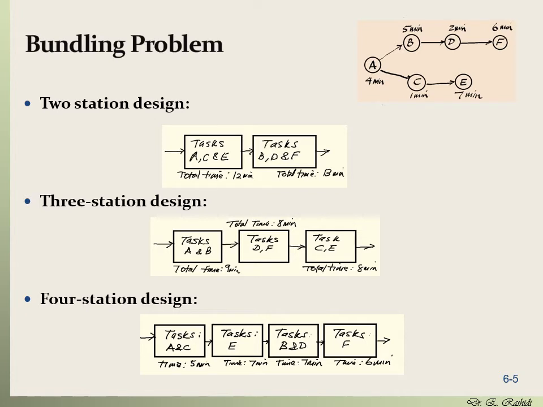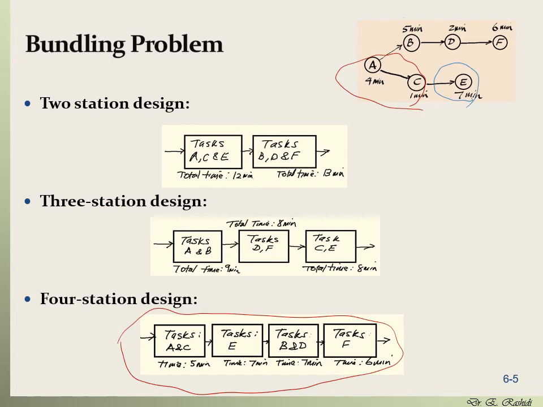Or we could bundle these tasks together using a 4-station design. That would mean bundling tasks A and C into one workstation, task E into a single workstation by itself, tasks B and D into another workstation, and task F into a single workstation. In this scenario, the precedence relationship also holds true.